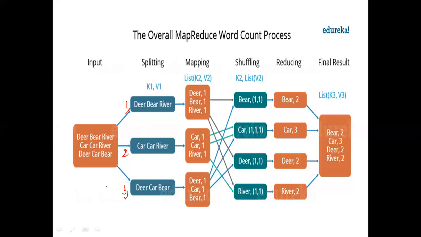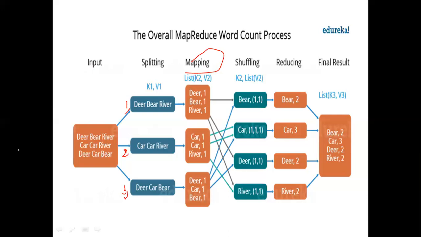Then before giving to the mapping function, keys are 1, 2, 3, and values are deer beer river, car river deer, car beer. That means before giving to mapping, what are the keys? Keys are nothing but integer data type. What are the values? Values are string data type. So before giving to the mapping function, the keys are integers: 1, 2, 3 are integers. Values are strings: deer beer river, car river deer. All these are strings.